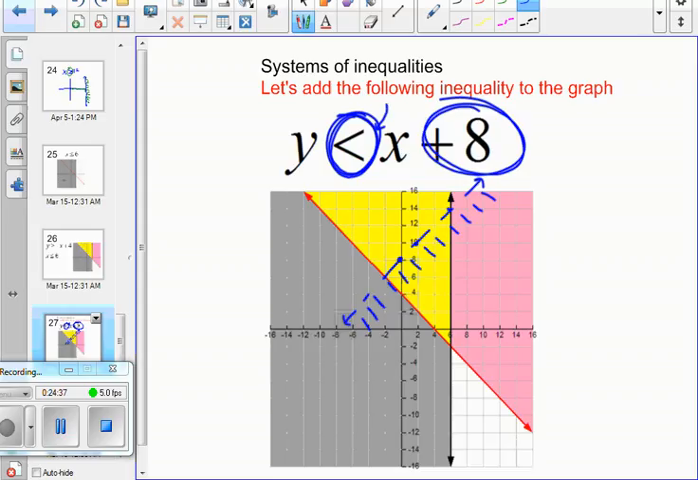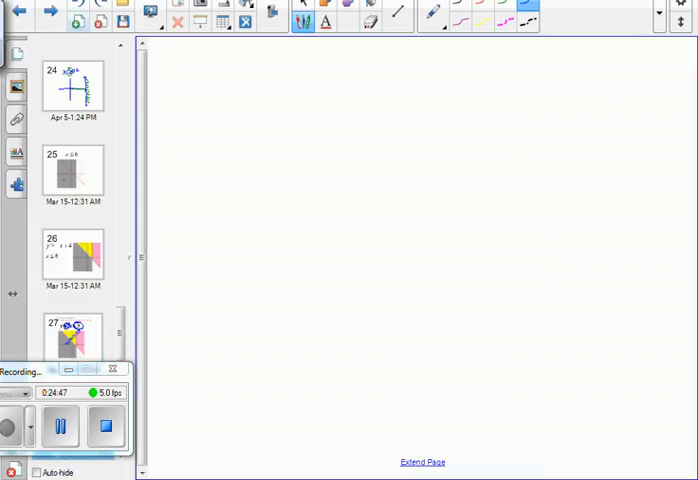Y is less than, and so on. All right, so Y is less than. This less than sign means shaded below. All right, so if I just have a sign, does that mean below or above?